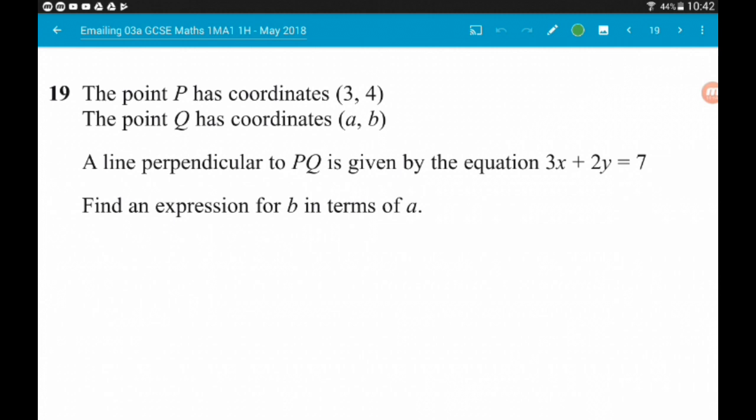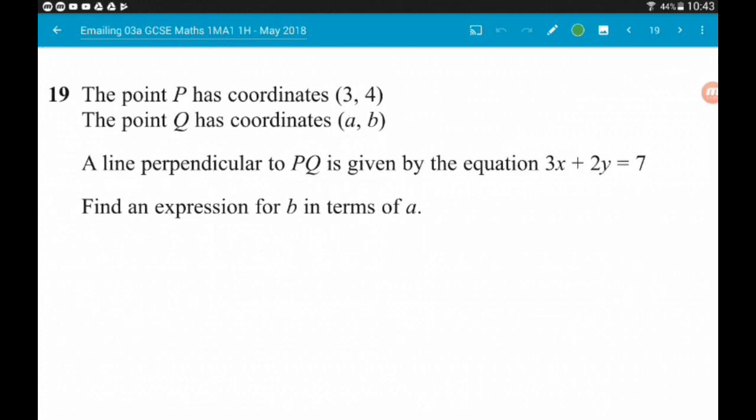So if we find the gradient of this line whose equation we know, we would then be able to find the gradient of the line PQ. And then from that, we're going to see how we can find an expression for B in terms of A. What that means is we want to get B is equal to some stuff to do with A.